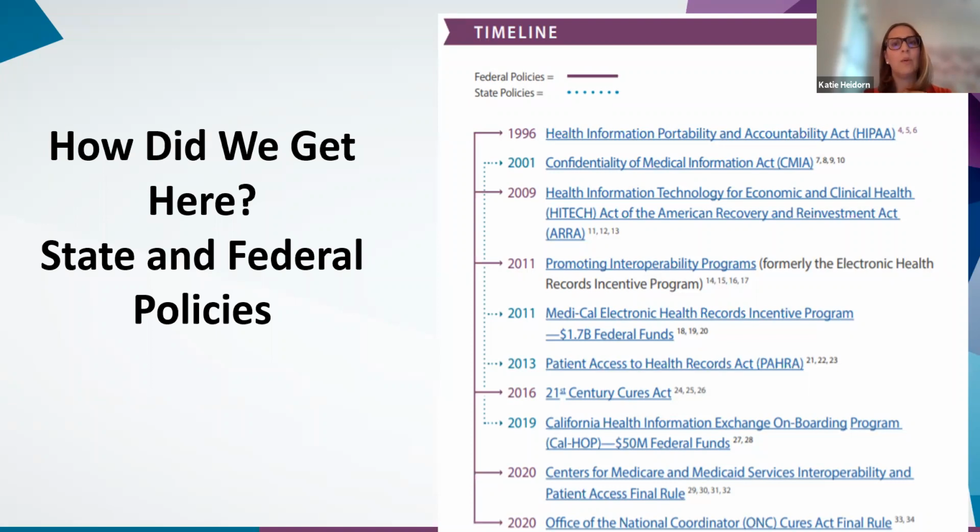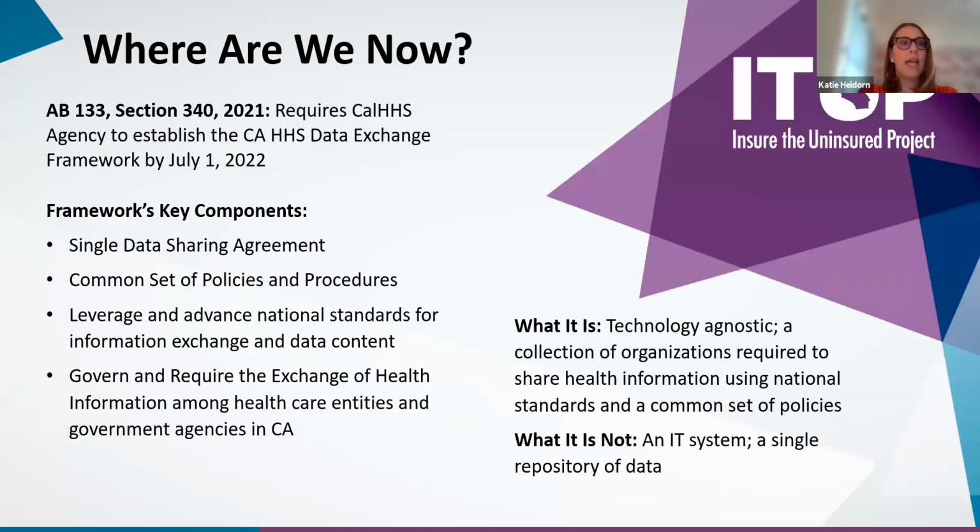In 2019, we invested in CalHOP, which sort of got us to the next level. So we did EMRs, and now we're at Health Information Exchange, making those EMRs talk to each other. And then here we are today, right? So today we had AB 133, which you may remember, it was section 340 of the health trailer bill during this past session, but it set a really aggressive timeline for creating the California Health and Human Services Data Exchange Framework by July 1, 2022. That's only about 9 months from now.